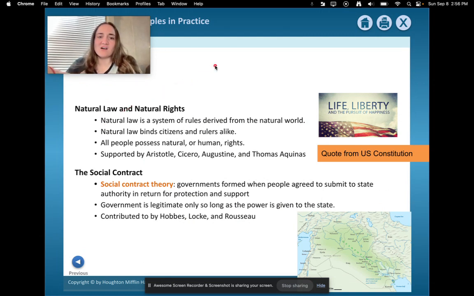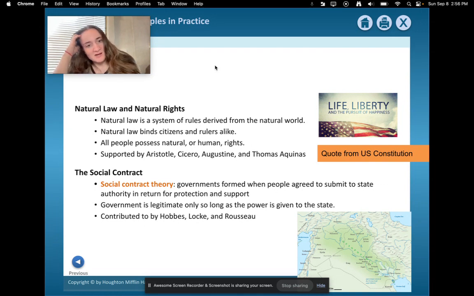There's also the natural laws and natural rights. So natural law is a system of rules derived from the natural world. Natural law binds citizens and rulers alike, and it holds the belief that all people possess natural or human rights. And this was supported by a lot of really famous historical people like Aristotle, Cicero, Augustine, and Thomas Aquinas. If you took world history with me last year, you would know them. Okay, anyway, and that does actually go into what US politics are today. So, like the saying life, liberty, and the pursuit of happiness, that is considered a natural law that everyone has the right to have a life, to have liberty, and the pursuit of happiness.